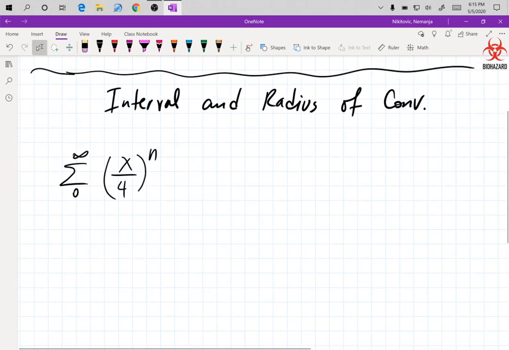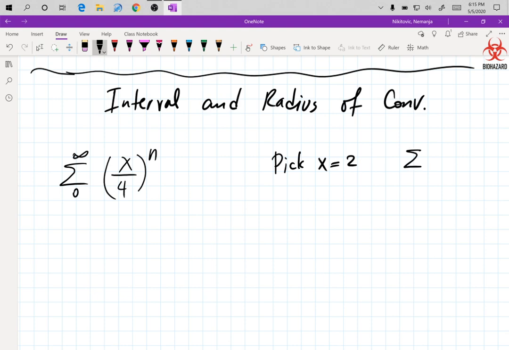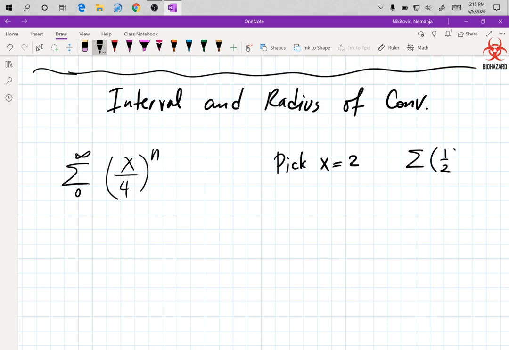Now, what I want to first consider a little bit is to understand why we are bothering with this thing of convergence in the first place. Pick x to be 2. If you pick x to be 2, the power series converts to a regular series of 1/2 to the n, and that's a geometric series, and that converges. Pick x to be 10 or 20, whatever, 20, so it becomes the sum of 5 to the n, which diverges. You see that?